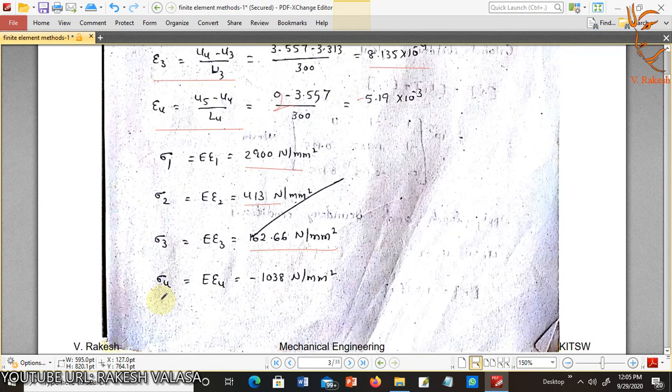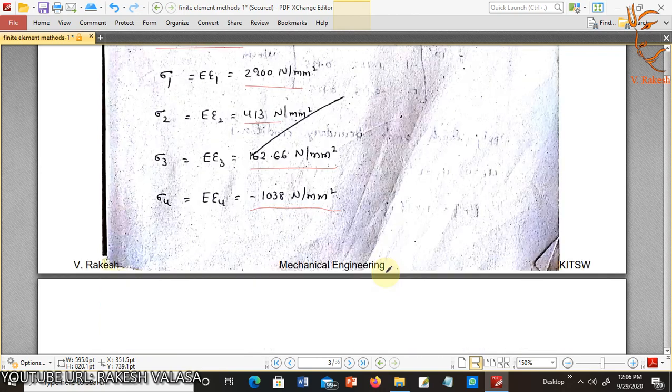Last one is stress for element 4. Sigma 4 equal to Young's modulus into strain 4. 200 into 10 power 3 into minus 5.19 into 10 power minus 3 equal to minus 1038 Newton per mm square.